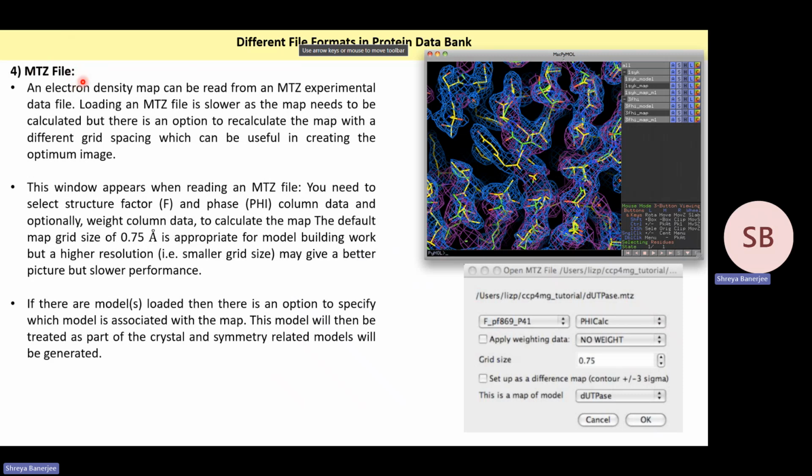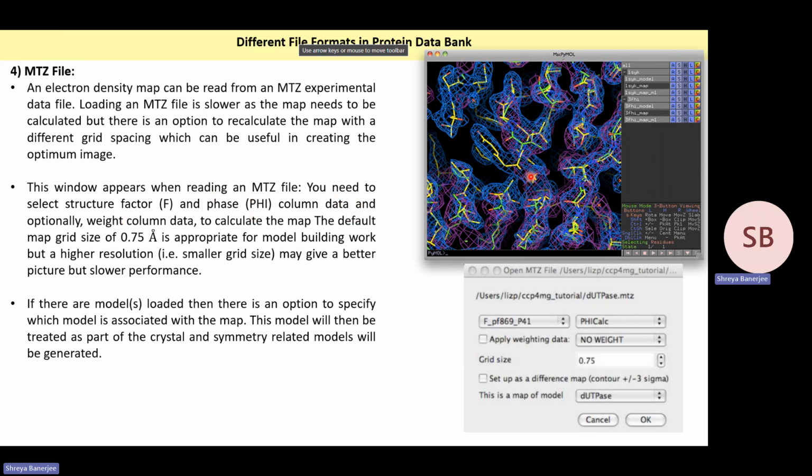The fourth kind of file is called an MTZ file. Basically, in an MTZ file, the electron density map can be read. Opening the MTZ file is slower because the electron density map needs to be calculated. But you can always recalculate the map using different grids to resolve the image further. When you are reading an MTZ file, you have to specify the structure factor and the phase. If you remember, when we were doing the X-ray crystallography classes, for any crystal structure, there is a structure factor and there is a phase. So these have to be input to calculate this electron density map.